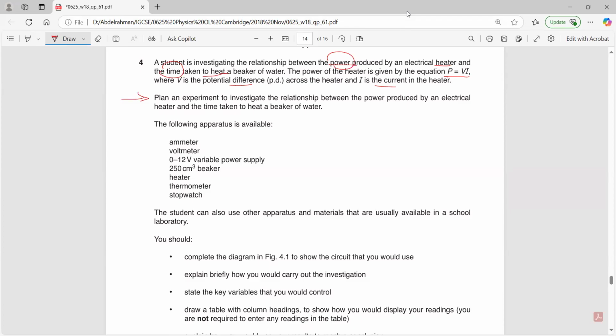Plan an experiment to investigate the relationship between the power produced by an electrical heater and the time taken to heat the beaker of water. You have some apparatus: ammeter, voltmeter, variable power supply, 250 cm³ beaker, heater, thermometer, stopwatch. I guess you have all of the apparatus that you would need for this experiment.